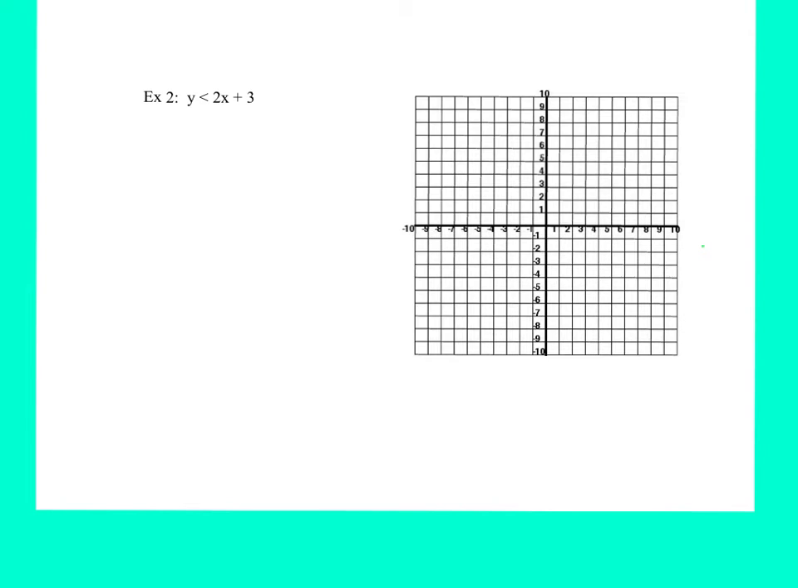So I've got it in the right form. What am I plotting first? The 3, and it's going to be on my y-axis, right? That's where b values go. So b was 3 on this. What's m, or my slope? What is the slope on this one? 2 over 1. So I'm going to make another point. So I'm going to go up 2 over 1. I can make as many points as I want to.